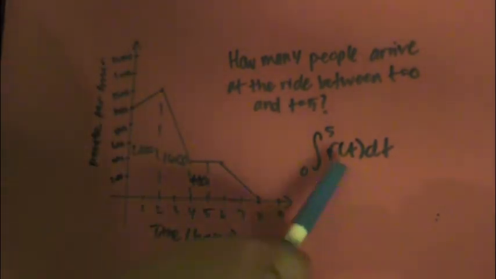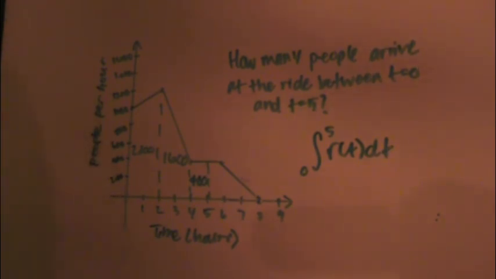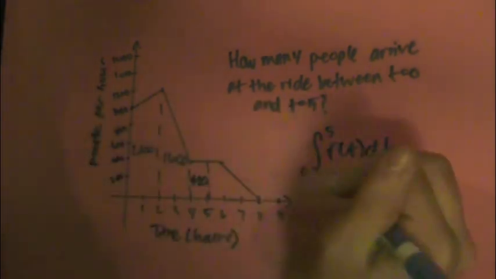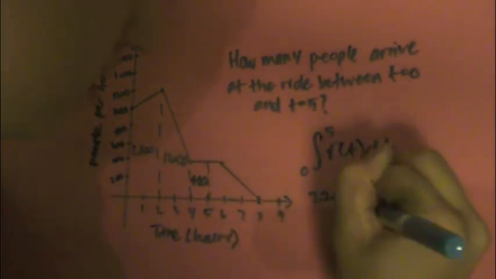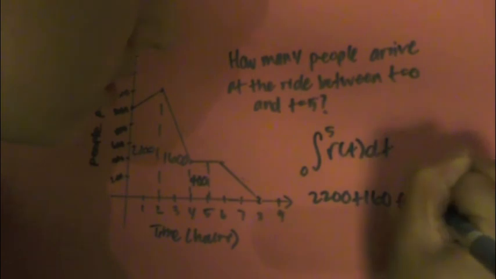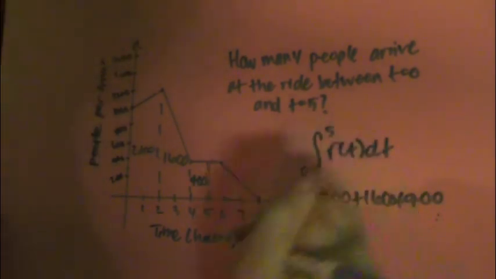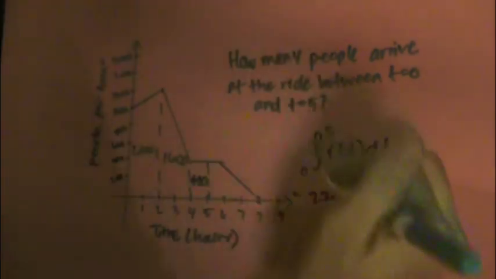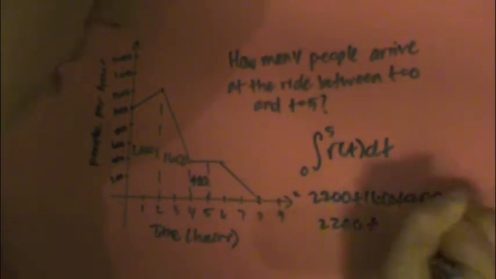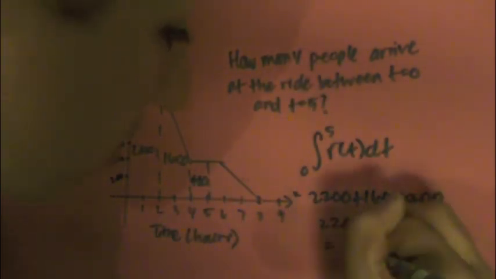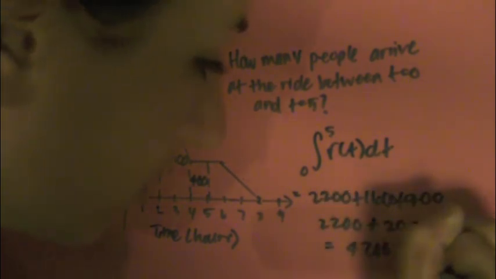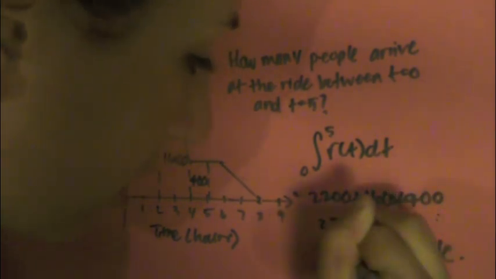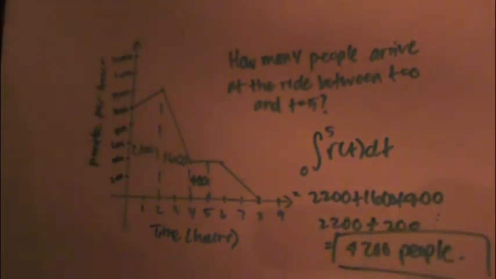And then the amount of people that arrived at the ride between time equals 0 and time equals 5 would just be 2,200 plus 1,600 plus 400. And 2,200 plus 1,600 plus 400 is the same as 2,200 plus 2,000, so it equals 4,200 people. And that is your final answer, 4,200 people.